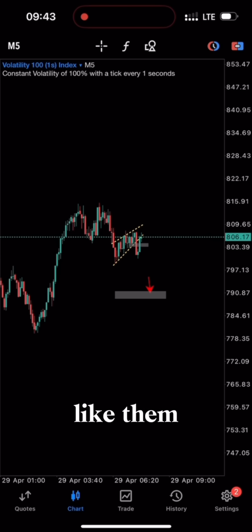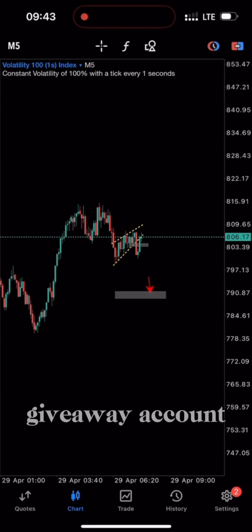I do like them. So someone said I stopped trading the volatilities. Oh no, I have been trading. I just haven't been posting. I have been trading since then. It's just that I wanted to post more videos about the funded space. So on the funded space, I'll be posting the video again when I put a trade. Right now I haven't. I was trading this giveaway account, so stay tuned, all right?